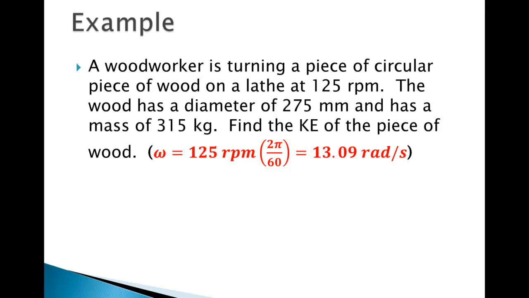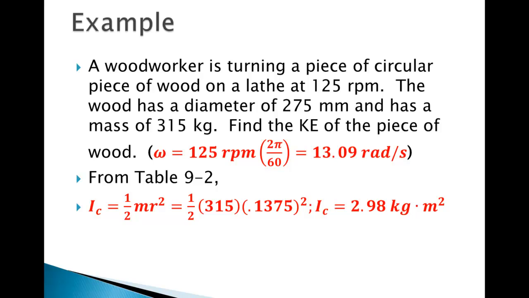And multiplying by that number, we get 13.09 radians per second. So we're going to use that value later. Also recalling from table 9-2, since this is a circular piece of wood, we know that I sub c equals 1/2 m r squared. And so we just substitute 1/2, and then 315 is the mass, times the r value, which is the radius. Notice that the diameter is 275 millimeters.